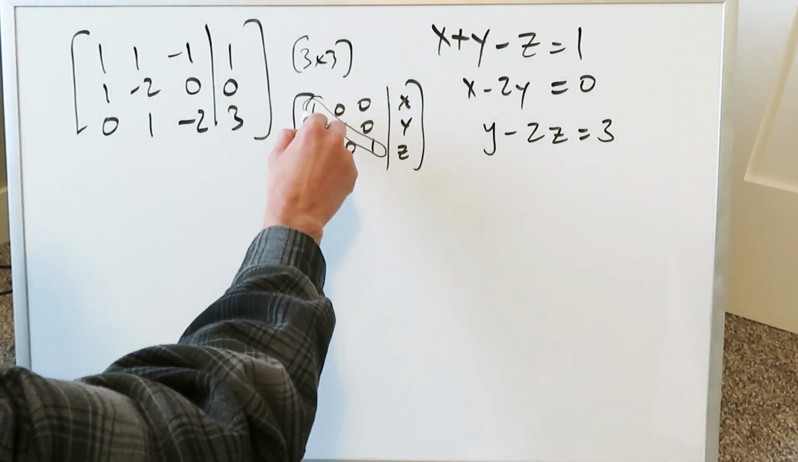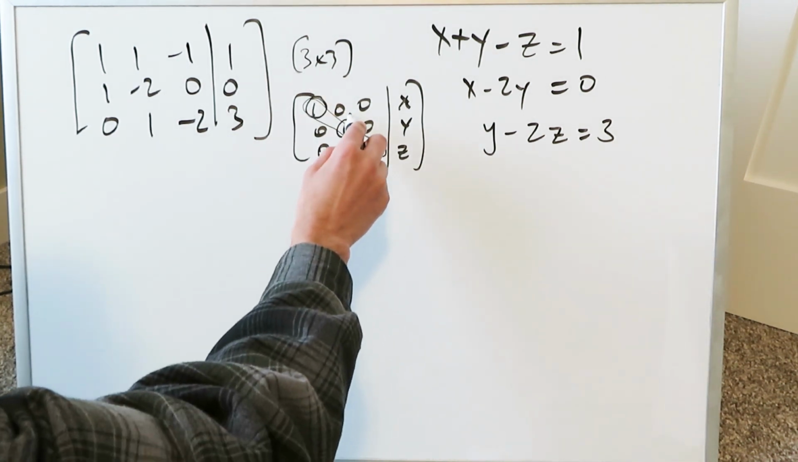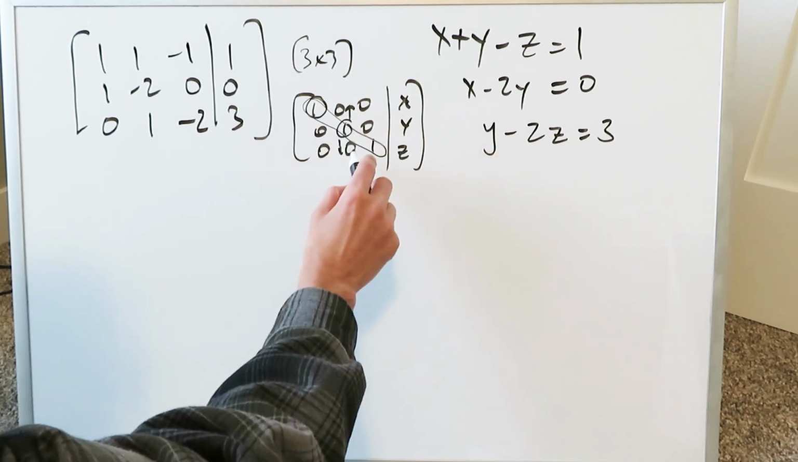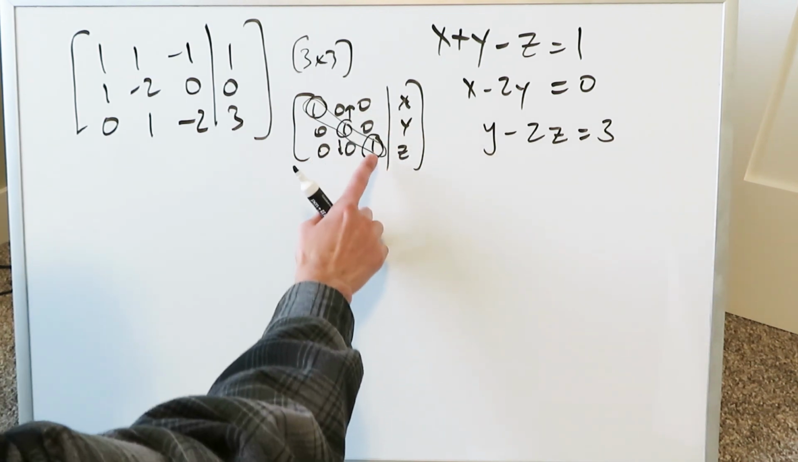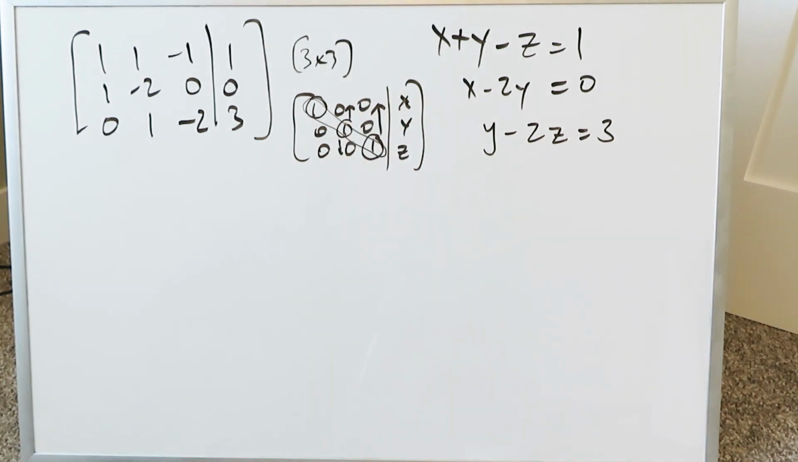You want to start here with this number and get the zeros. Then you want to look at this number, make it into a 1, then look up and down and make those into zeros. Lastly, you want to look at this number, make it into a 1, and then work up and make everything 0. And that's how you would handle something like this. And we will sequentially do this question for you in this video.